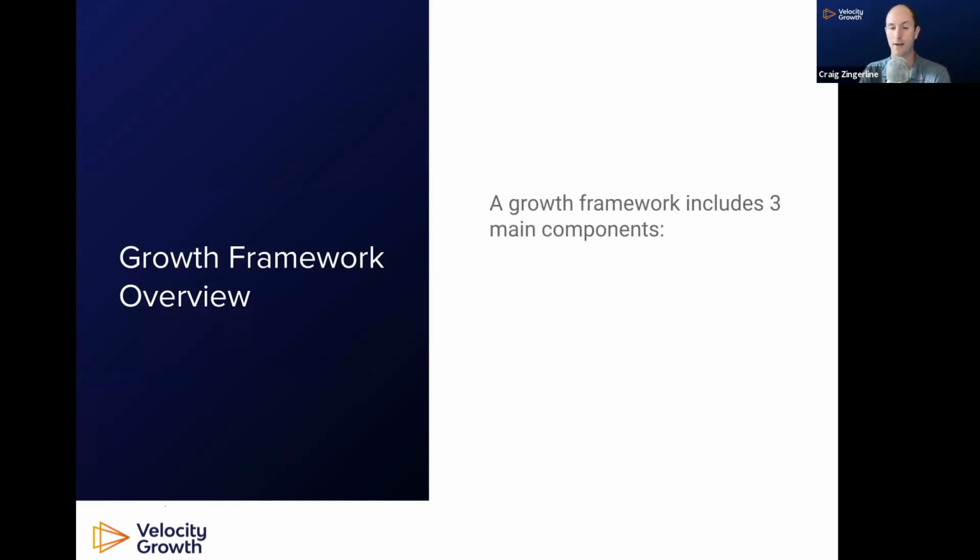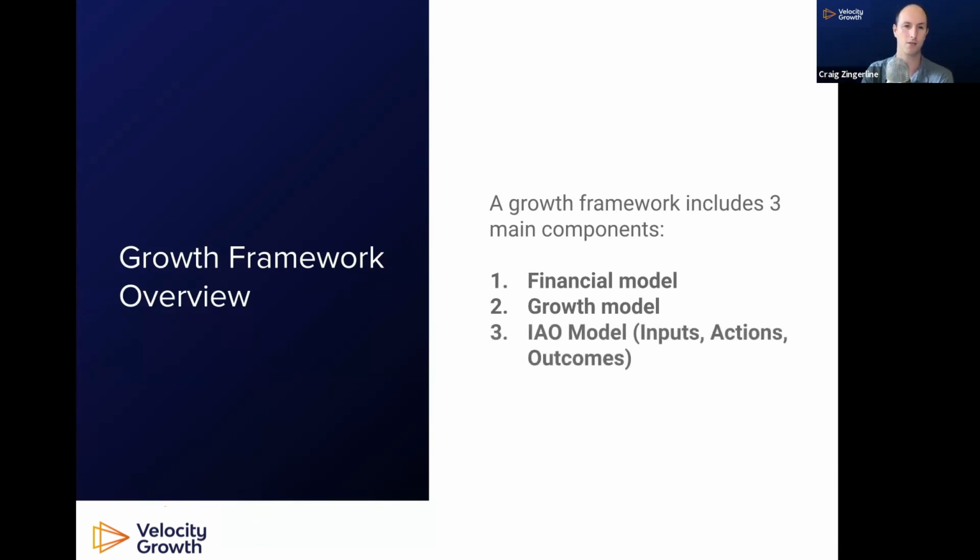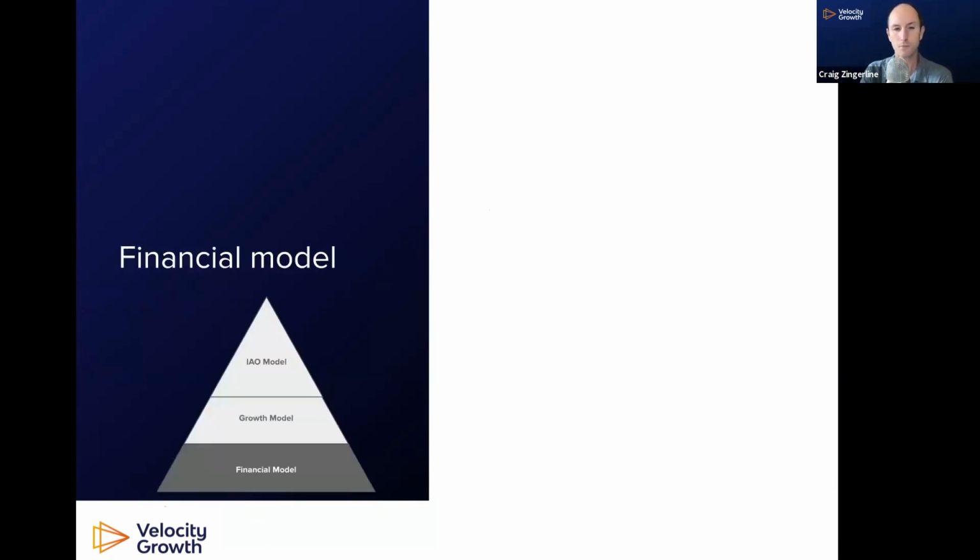It's going to start fairly high level, and then we'll get more and more into the weeds, and we'll look at spreadsheets and stuff like that as we go. But a growth framework includes three main components: your financial model, your growth model, and basically your inputs, actions, and the outcomes of those actions. And so modularly thinking, we're going to start with this financial model.